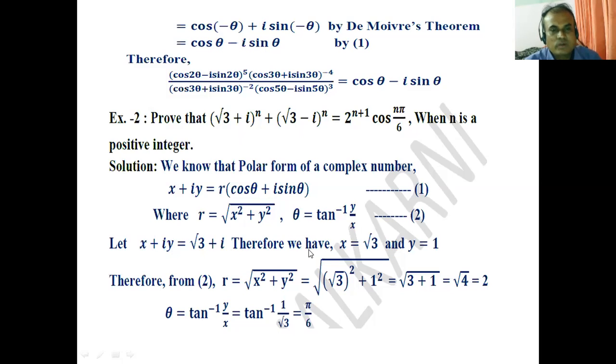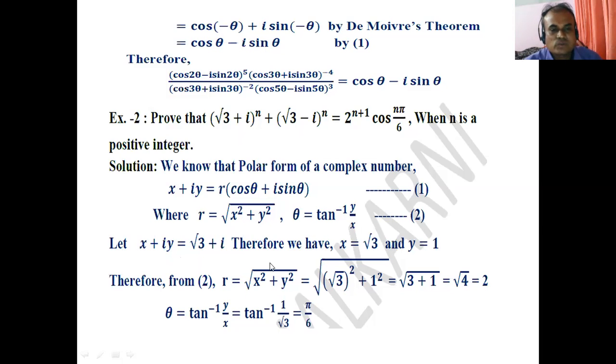Okay. Therefore, we have now compared these two complex numbers, and we get the value x equal to root 3. Now the real parts on both sides are equal, and the imaginary parts on both sides are equal. So x equal to root 3 and y equal to 1. Okay.